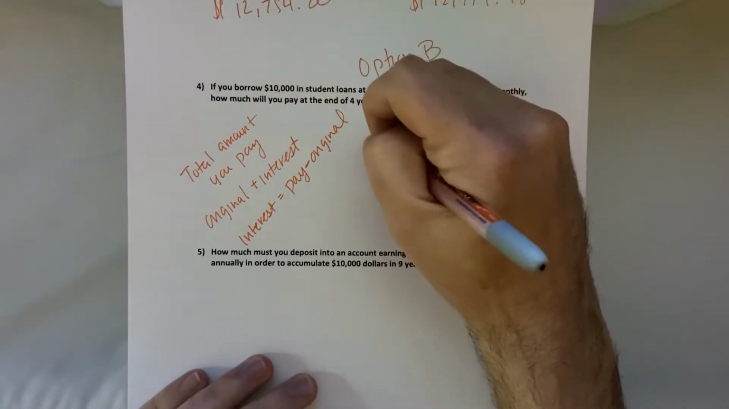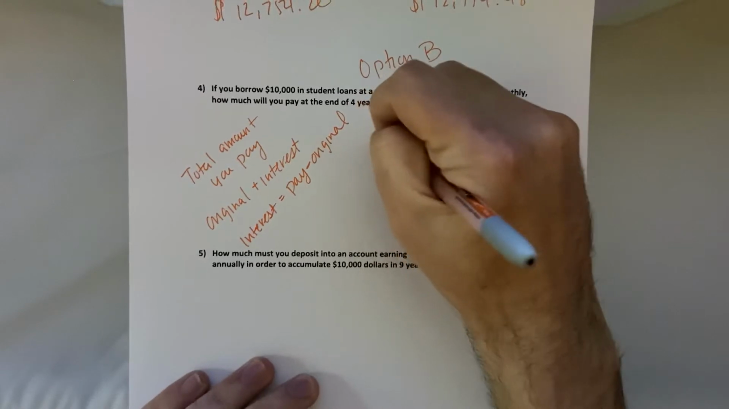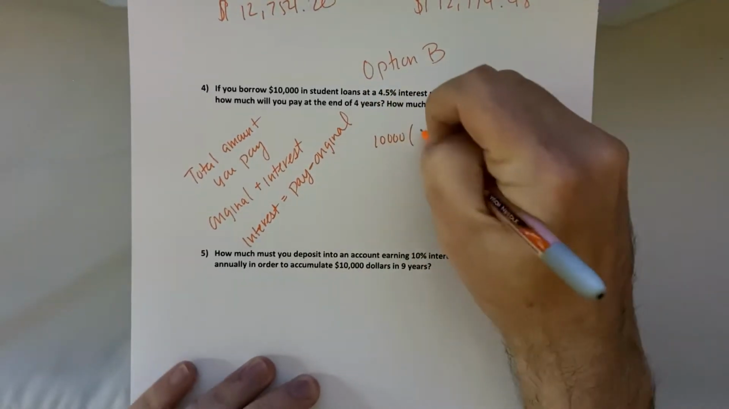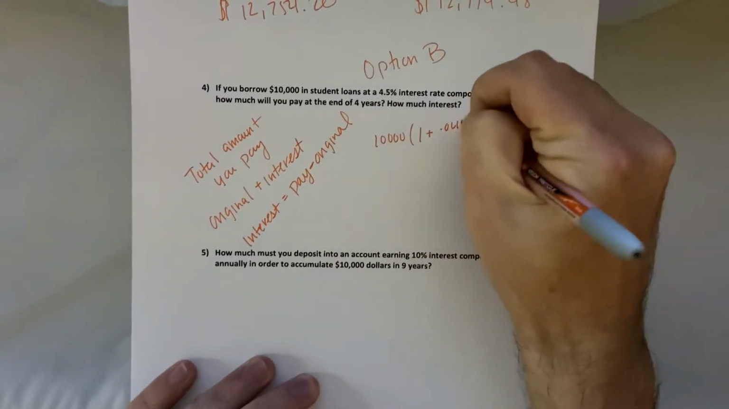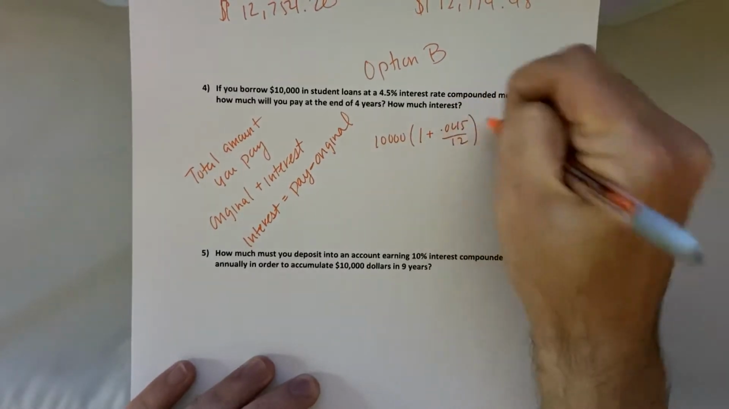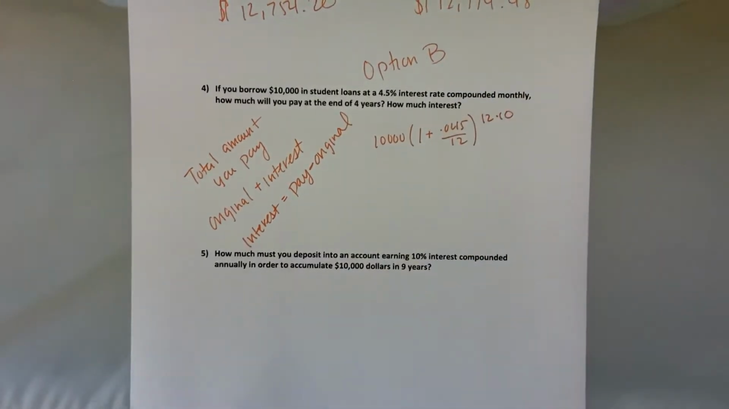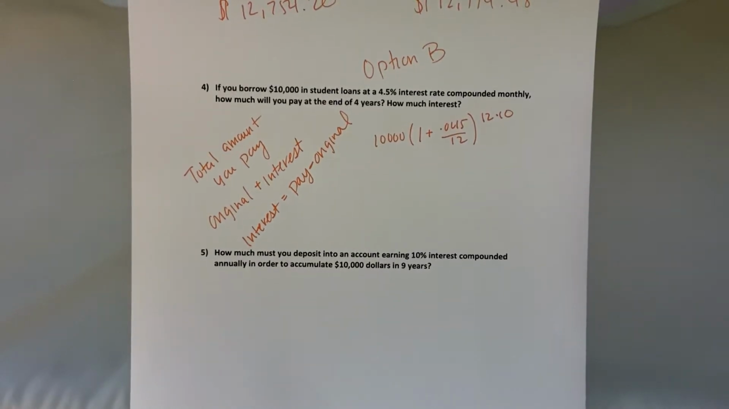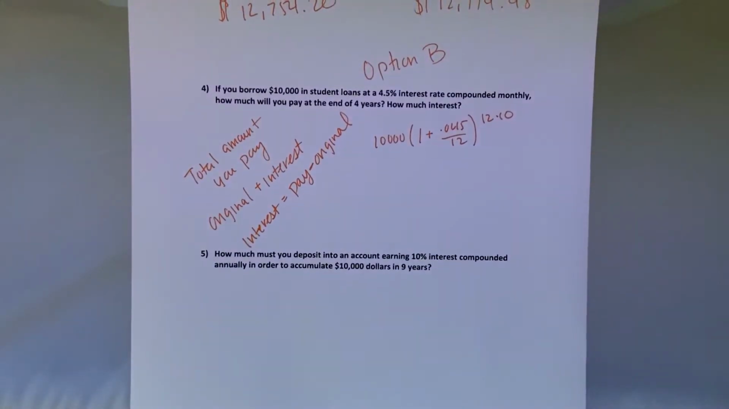So the future value, using our formula, would be 10,000 times 1 plus 0.045 over 12, to the 12 times 10 power. That'll give you the total amount you end up paying at the end of 4 years, and then we'll find the interest by subtracting out how much you borrowed. So 1 plus 0.045 over 12, all to the 12 times 10 power, or 120th.